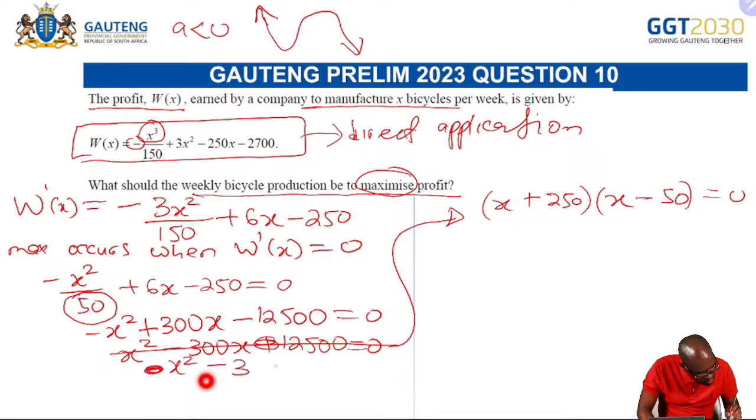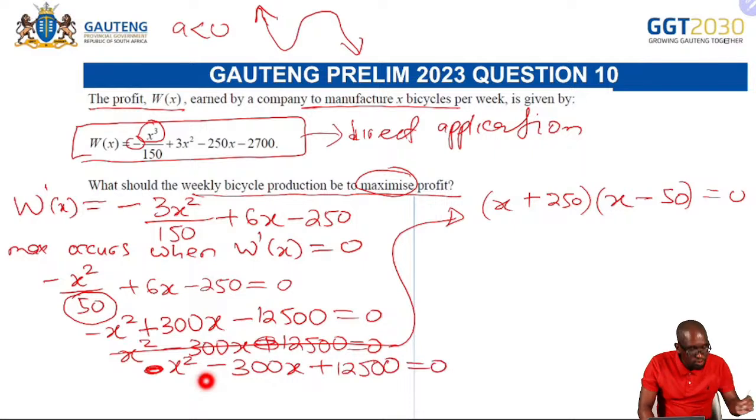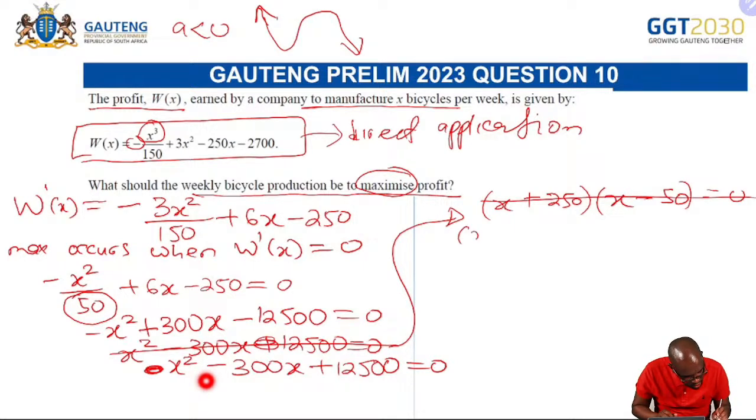It should be x squared minus 300x plus 12,500 equals 0. So I made just a small error there when it came to dividing by negative 1. So it's x squared minus 300x plus 12,500, which means the factors are going to change to x minus 250, because the last term is positive.